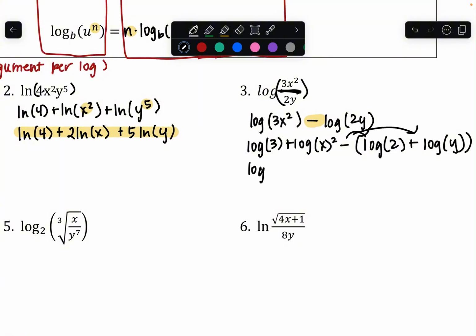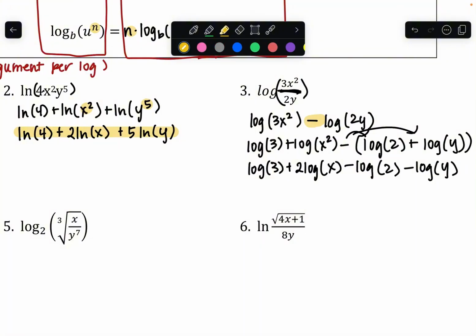And so your final answer would have log of 3 plus, and we have log of x squared. Remember, when you have an exponent, that exponent needs to come to the front. And then we are going to distribute the negative so that we don't have extra parentheses.